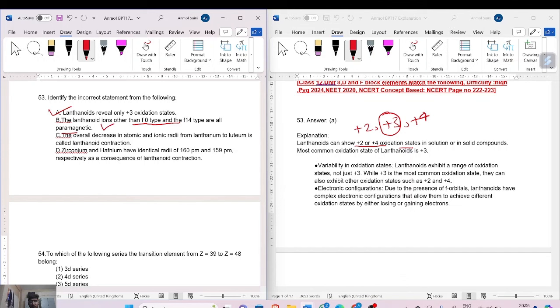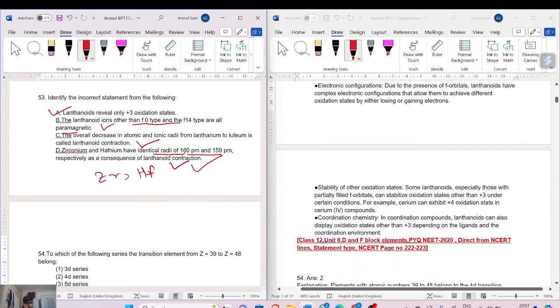The overall decrease in atomic and ionic radii from lanthanum to lutetium is called lanthanoid contraction. Yes, and it is due to the poor shielding of 4f electrons. Zirconium and hafnium have identical radii of 160 picometer and 159 picometer respectively as a consequence of lanthanoid contraction. Yes, this is absolutely correct. So option D is also correct. The explanation is also given here.